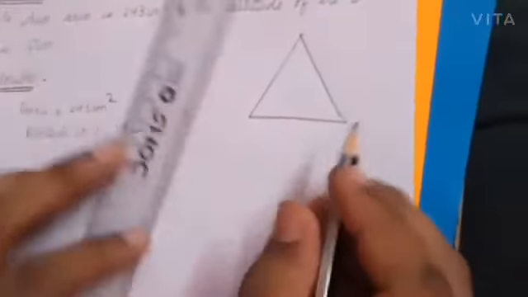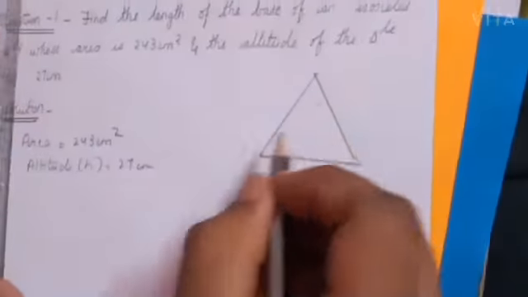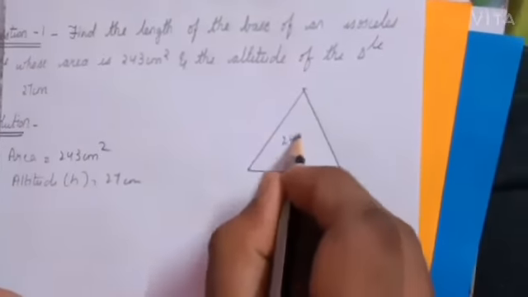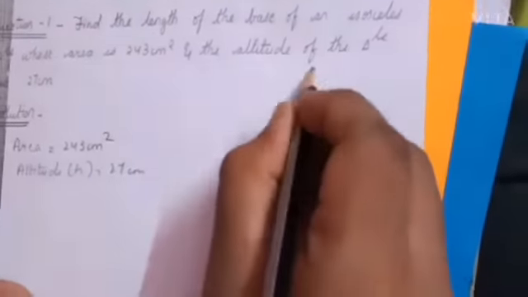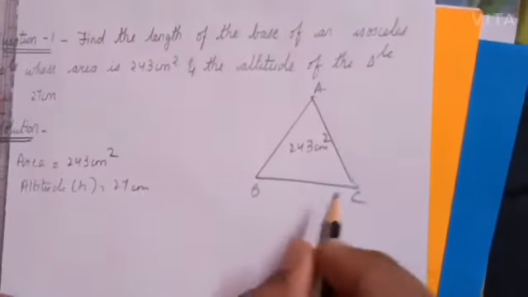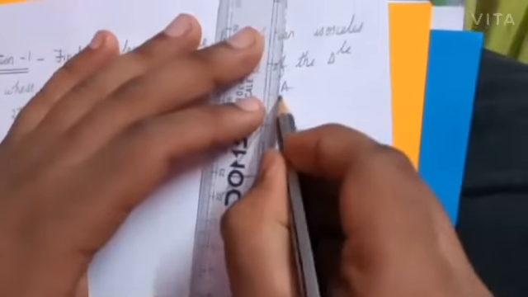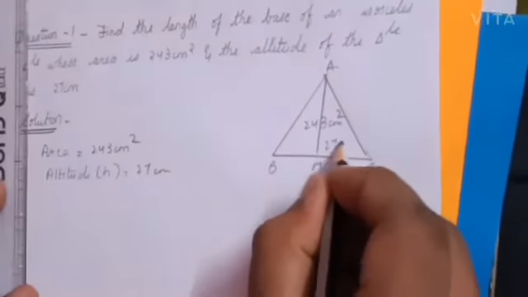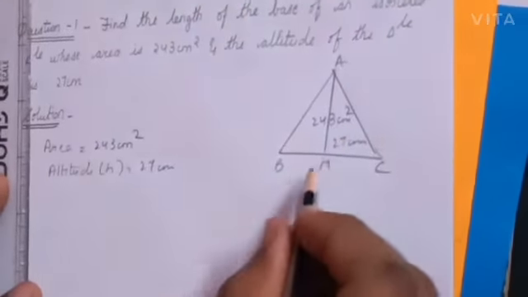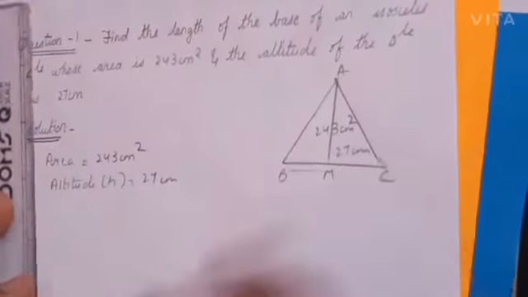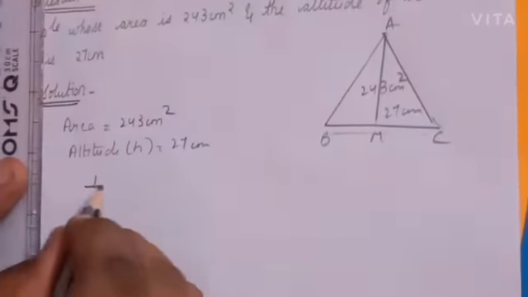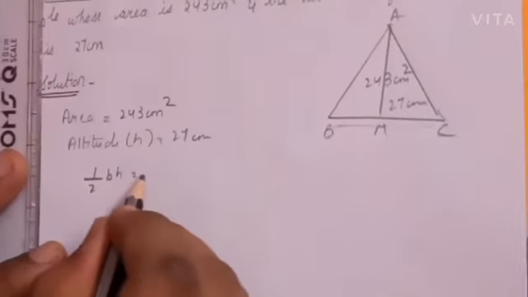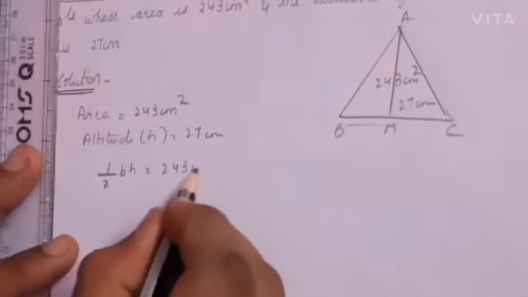So I have drawn the triangle. The area is 243 centimeters square, ABC. Okay, I have named it. And the altitude here, AM, is how much? It is 27 centimeters. So I have to find the value of BC. So half BH is equal to the area, that is 243 centimeters square.